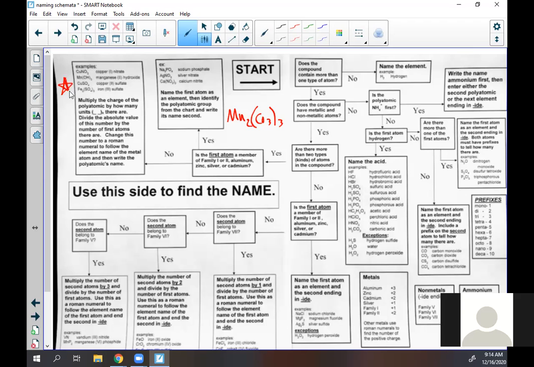We're in this box again, right? We are. Yes, we are.